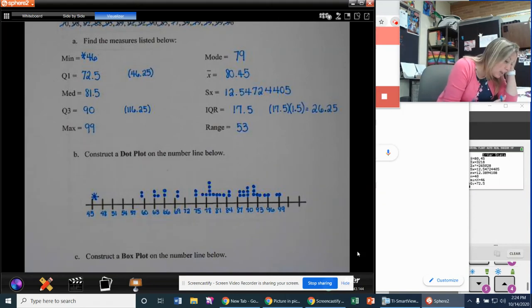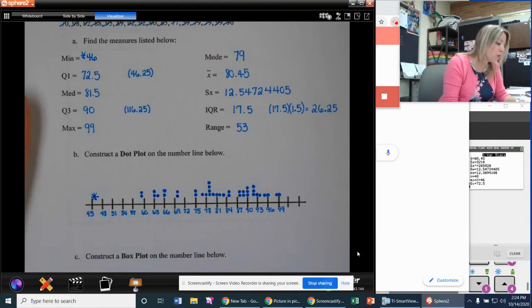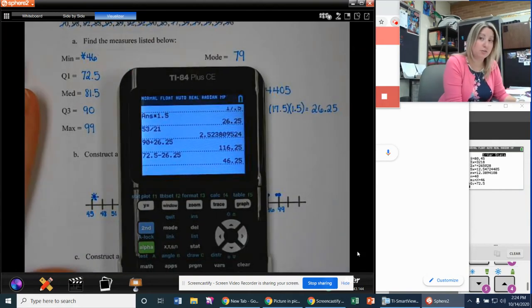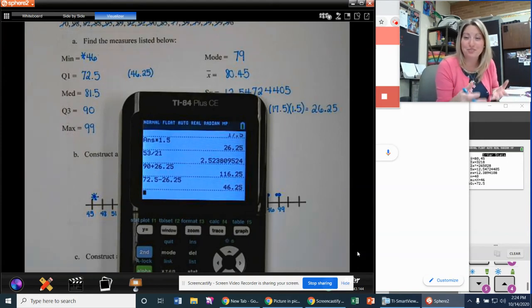So since that's the case, we're going to need a new minimum. We kind of have to throw 46 out as the minimum, and we need to look for a new minimum. All right. So I'm going to show you how you can do that really easily on your graphing calculator, and it'll tell you your new minimum without having to go through 40 data values, right?